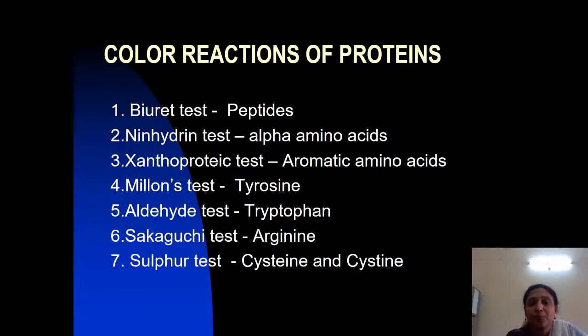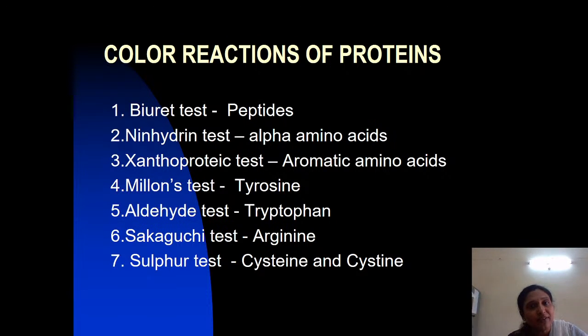Color reactions of the proteins: we know that proteins are nothing but polypeptide chains made up of amino acids, and the amino acids differ in their structure at their side chains. Because of the presence of the functional groups of the amino acids, or because of the presence of peptide bonds, proteins may react with various reagents and form color. That's what these reactions are called, color reactions of the proteins.